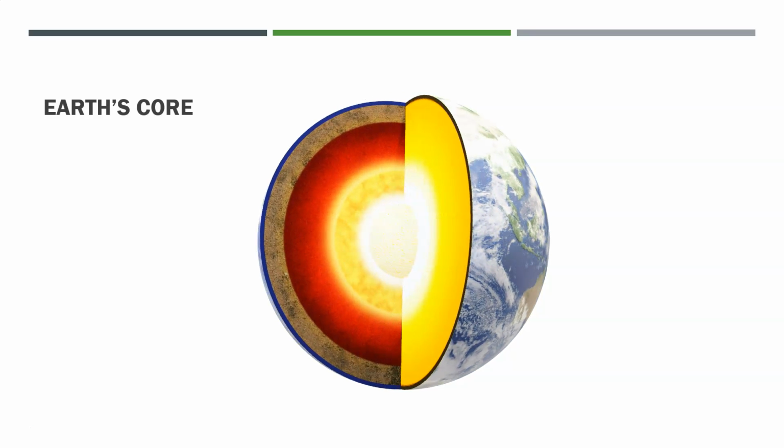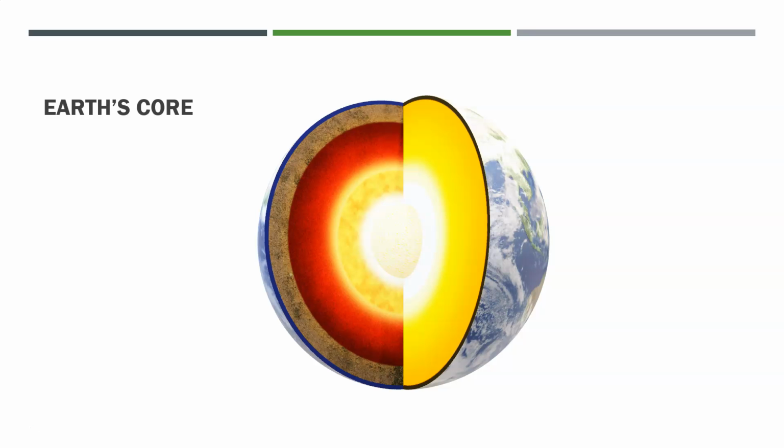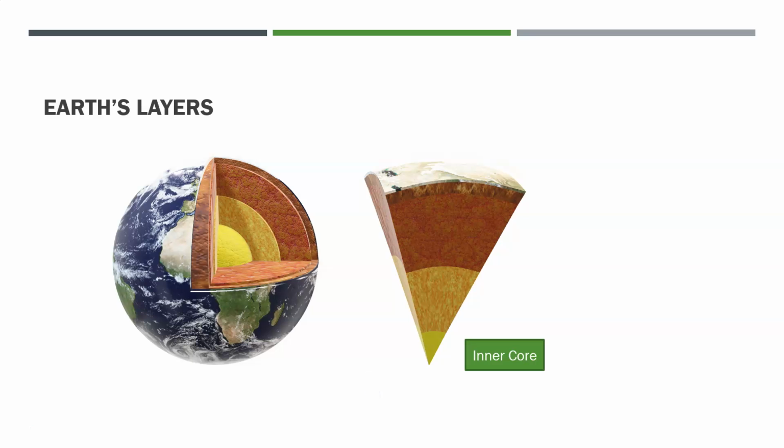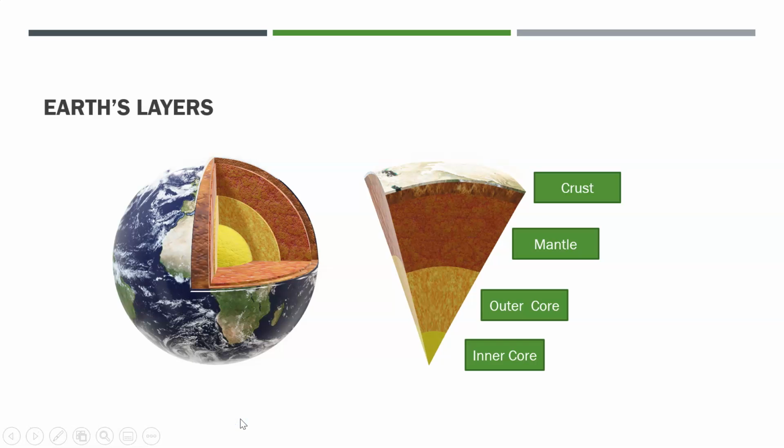Okay, so we have Earth's core. Now we're going to look at that a little bit closer. So we have a cross-section pie piece cut out here of Earth. We've got an inner core, which is a solid, outer core, also a solid, the mantle, which is a liquid, and again our crust, which is a solid, thankfully.